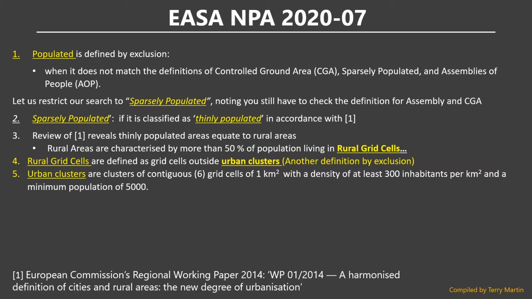And then if you dig a little deeper into the reference, it reveals that thinly populated equates to rural areas, and rural areas are characterised by having more than 50% of the population living in rural grid cells. Then you go to rural grid cells, and they're defined as grid cells outside urban clusters. So now you're in this challenge of, all right, there's another definition by exclusion. So you go to urban clusters, and they're clusters of 6 grid cells per kilometre, or contiguous grid cells in a kilometre square, with some additional caveats on the density of people and the minimum population.